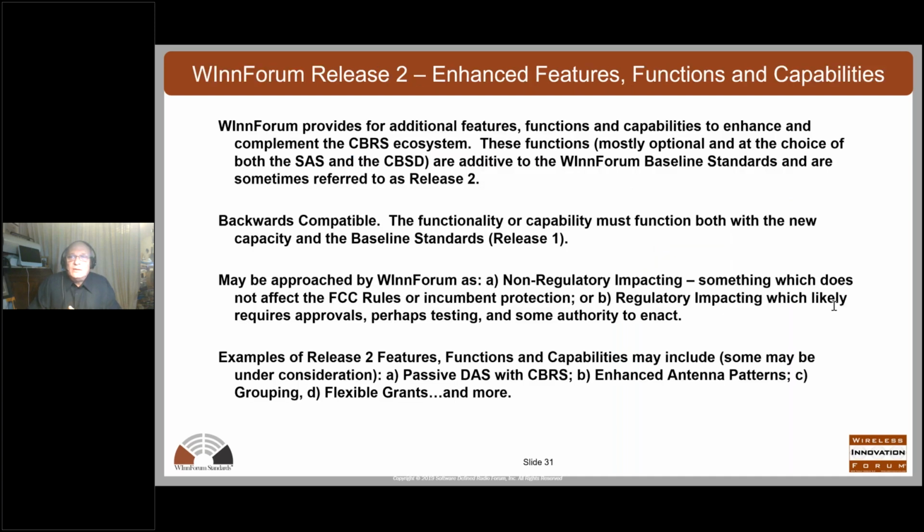All right, Release 2 is the secondary portion of what WINForum is doing, the updated portion of what WINForum is doing with the baseline standards. In order to be part of Release 2, you have to be doing something that will enhance or complement the CBRS system, and it adds features, functionalities, or capabilities to the ecosystem. It has to be backwards compatible. Most, if not all of them, are optional, which means that both the SAS and the operator or the CBSD itself have to be in line with one another and have to choose to be part of the additional capabilities. Some examples of Release 2 capabilities are passive DAS in CBRS, enhanced antenna patterns, grouping, and flexible grants, and there are more. Next slide.